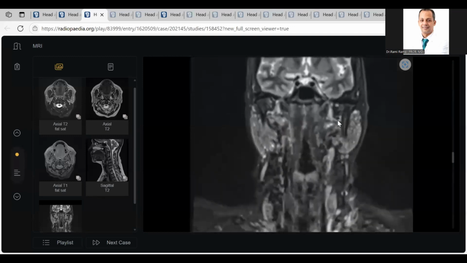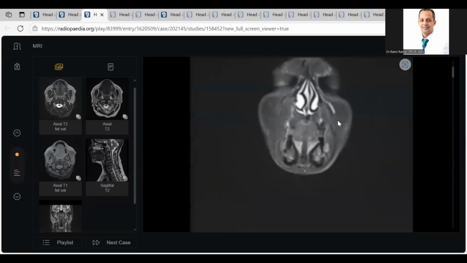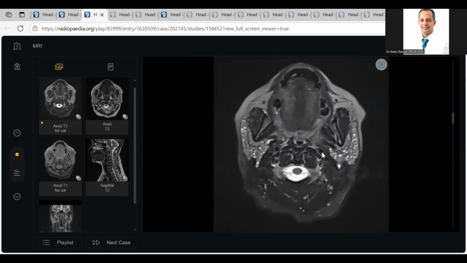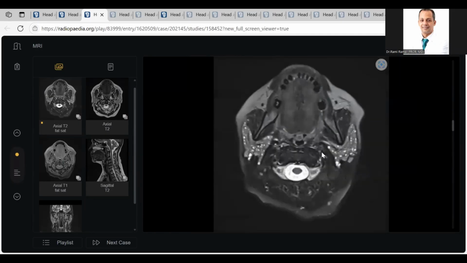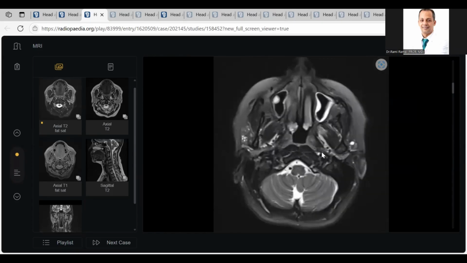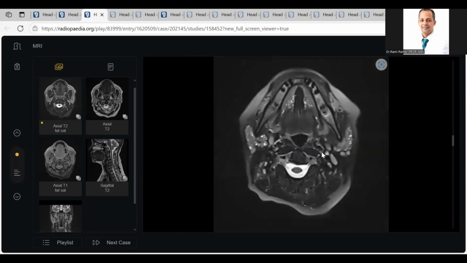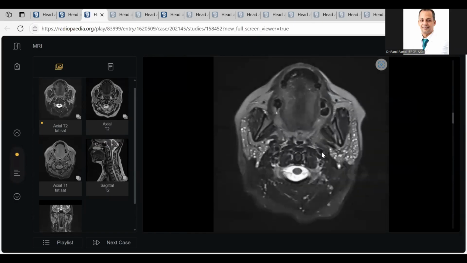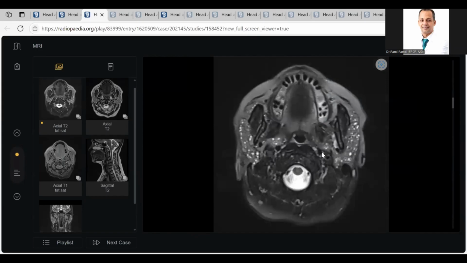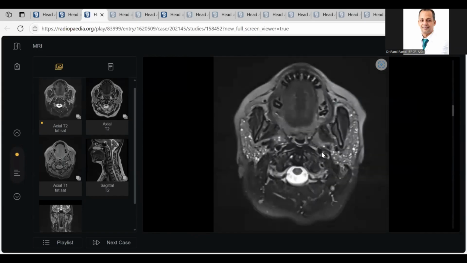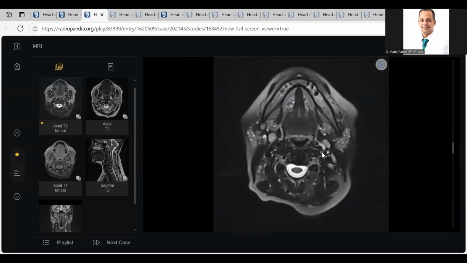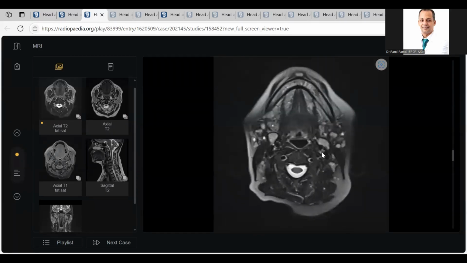Let's revise our cases. This is one of the most important cases, not because the case is difficult, but because most of us, even I'm talking about myself, are not interested in the neck, especially the salivary glands, because sometimes they look odd to us. This is bilateral, multiple, almost tiny cysts, almost symmetrical, involving the whole parotids. Let's have a look at the submandibular. This is most important.